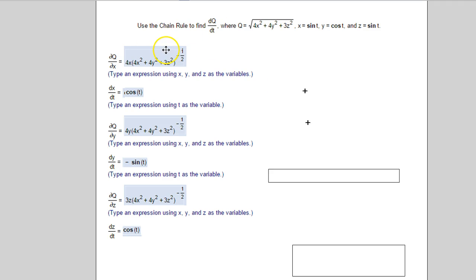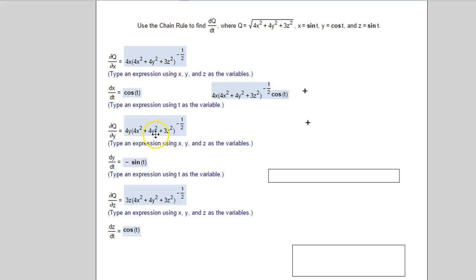This is probably from our 12.5 homework. We're using the chain rule to take this derivative dq/dt, where q is a function of x, y, and z, and they're all parametric functions of t. So the chain rule says that we're going to take the partial of q with respect to x, and then to that we're going to chain on the dx/dt. So I'm going to stick that right there beside it.